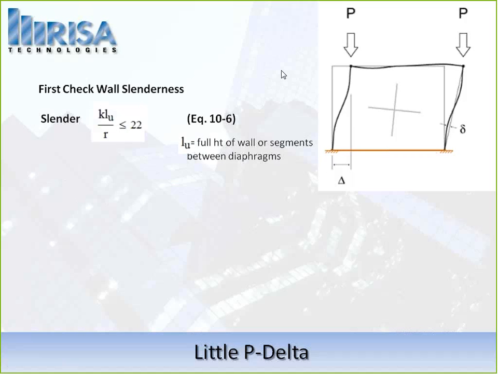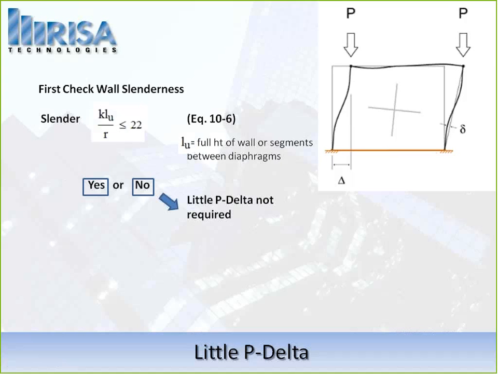However, if you do have diaphragms defined, that's actually going to break it up into segments. In member design, we can go in and figure out what the Lu, the effective length, is. In walls, we assume it's going to be the full height of the wall, or if you have diaphragms breaking it up, that's going to help break your Lu up. So we're going to determine whether it is slender or not. If it's not slender, then we're not going to assume any little P delta effects are happening. It's important to note, it's only the little P delta we're talking about right now.